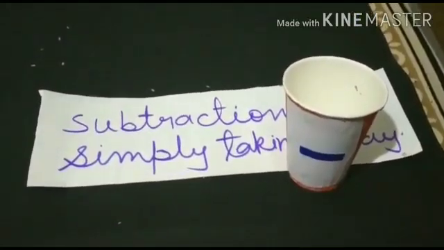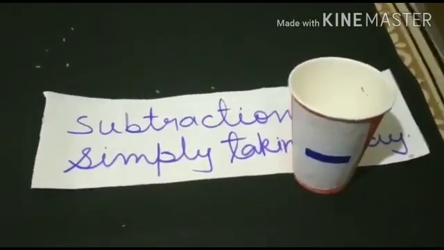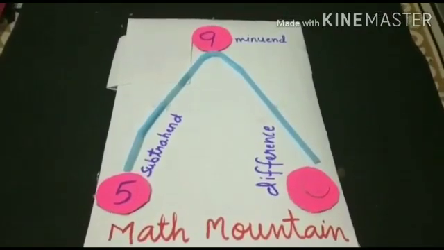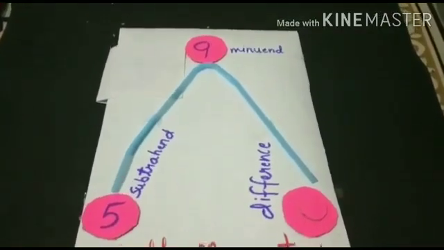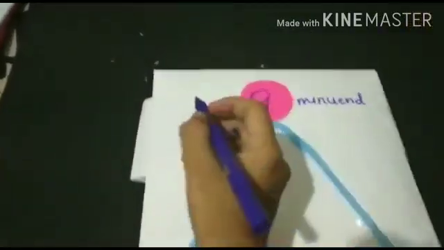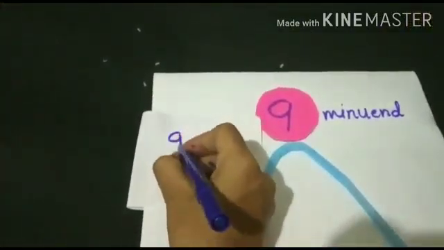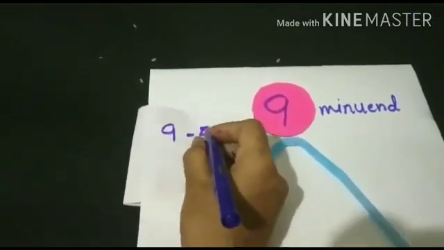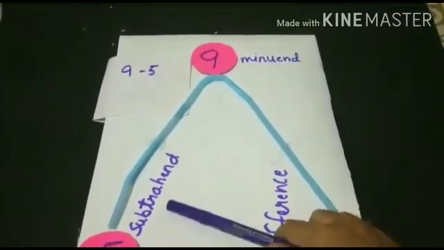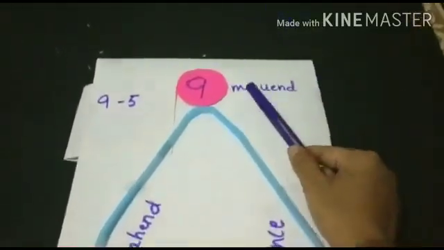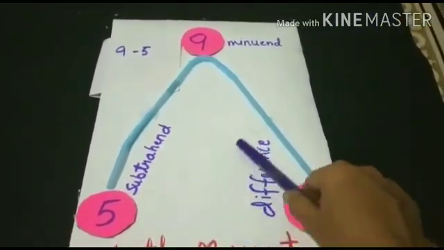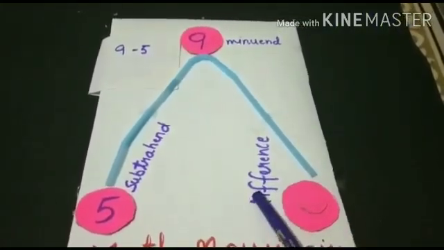Now we will learn some basic methods to subtract. Here is a math mountain. Now we have to subtract 5 from 9. How will we write it? 9 minus 5. The number we have to subtract is known as the subtrahend, the number from which we subtract is known as the minuend, and the answer which we get is known as the difference.